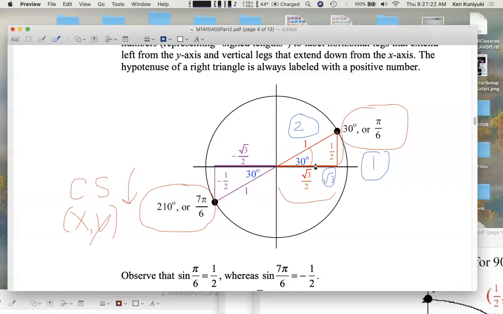1/2, √3/2, and 1. In purple, we see the same values in absolute value. The hypotenuse is always positive. We always label the hypotenuse with a positive number or length. This could be 1 meter, let's say. But take a look. On the red triangle, we had positive √3/2 on this side, but for the purple triangle, we're going to put negative √3/2 because this side is going to the left of the y-axis. Likewise, we're going to put negative 1/2 on this leg because this side is extending down from the x-axis.